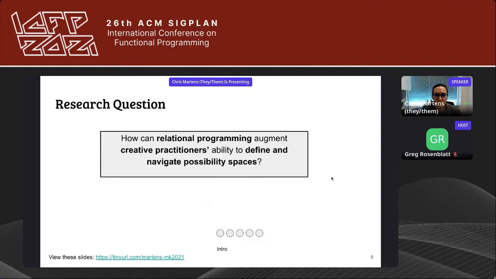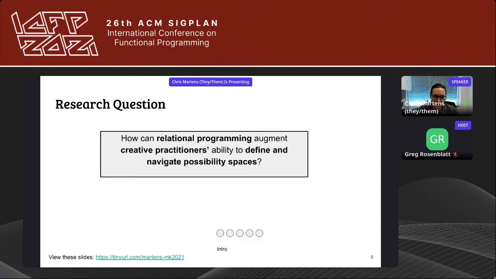So the question here, that frames much of the work I'm going to talk about, is how can relational programming augment creative practitioners' ability to define and navigate possibility spaces, which is what I argue anybody who's building a procedural generation system is doing. They're trying to define and navigate a possibility space of content.